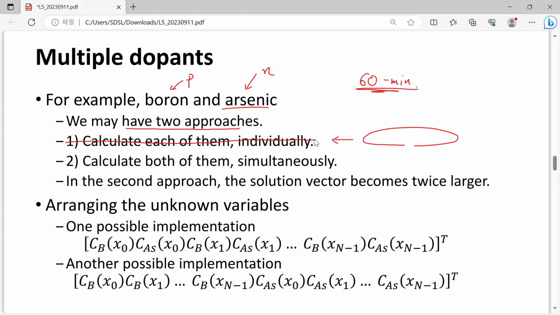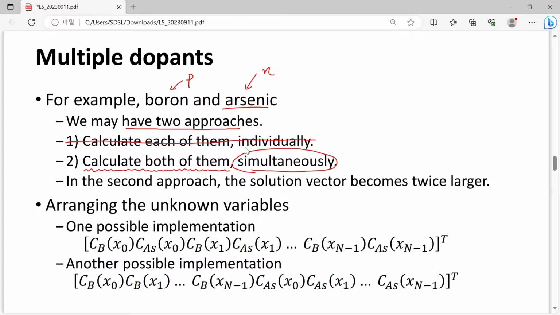Of course, in our highly idealized case, then it's okay. However, please note that this is not general. Then the natural way, the only natural way, is calculate both of them simultaneously. And how can we do this simultaneous calculation of our dopant diffusion?